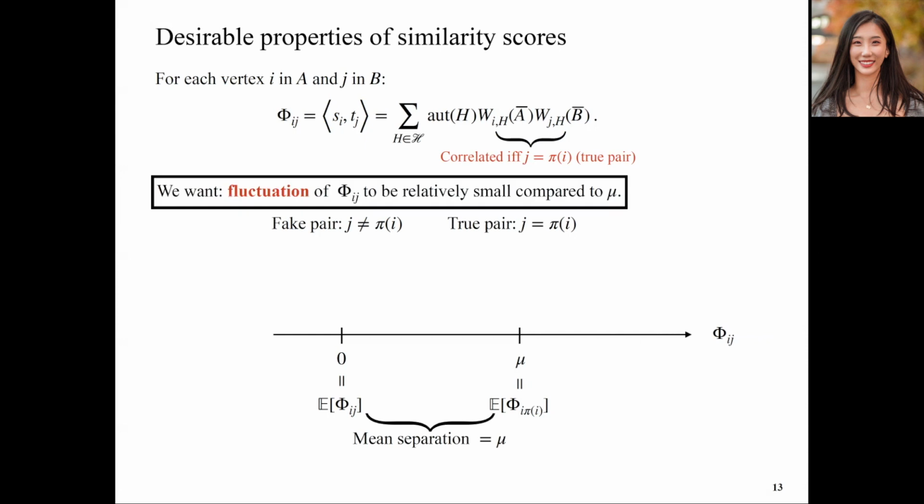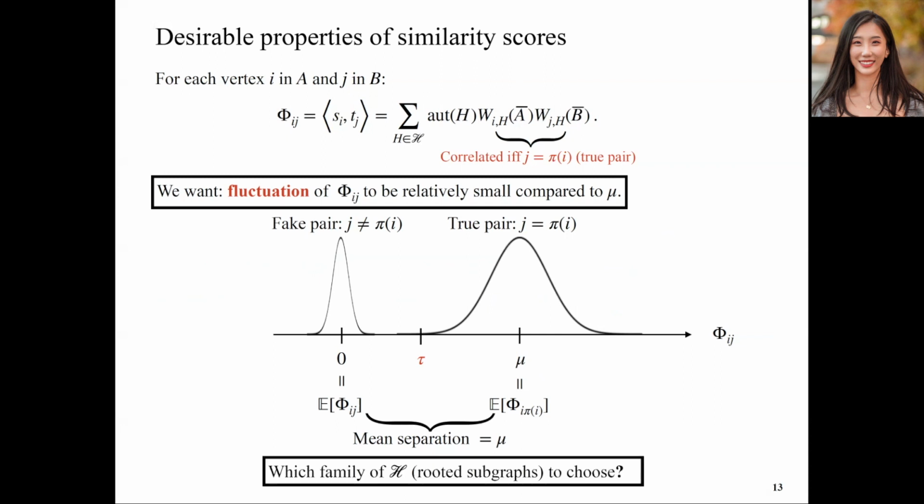However, this is not enough. We also want the fluctuation of the score to be relatively small compared to the mean separation. For example, this is the ideal case, where the score is highly concentrated around 0 when i and j are a fake pair, and concentrated around mu when i and j are a true pair. Having this ideal case, we can pick the threshold tau to be, say, 1 over mu. Then we match all the vertices if their score is above the threshold, and don't match them if the score is below the threshold. Then we can guarantee that all the outputs are going to be true pairs.